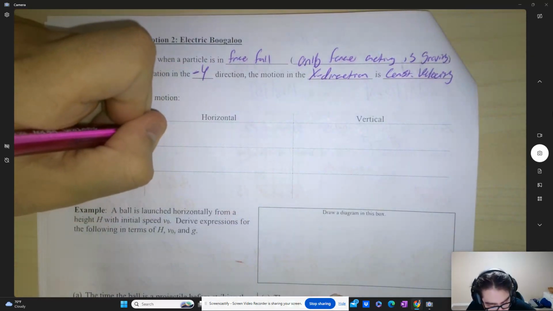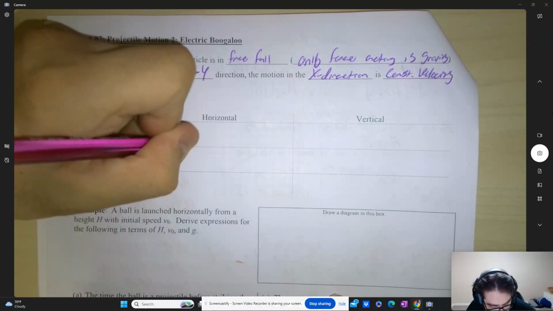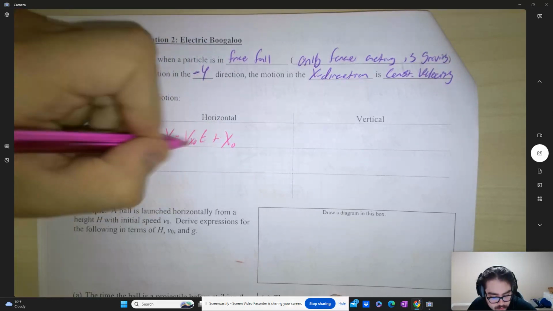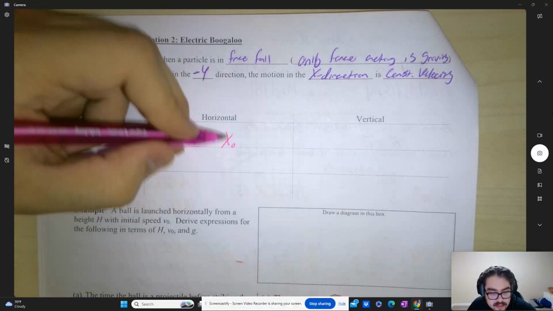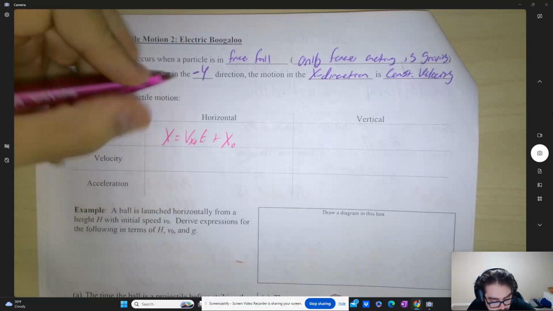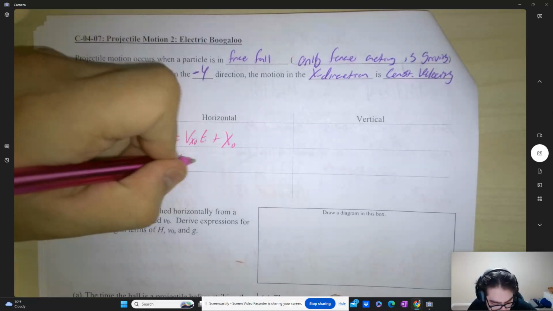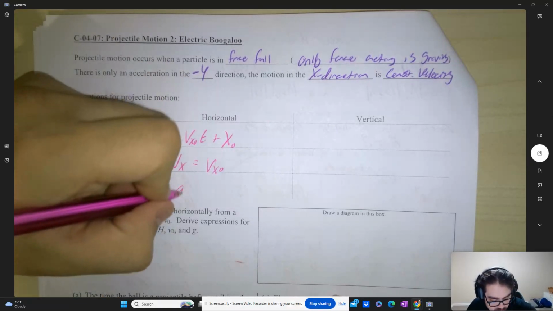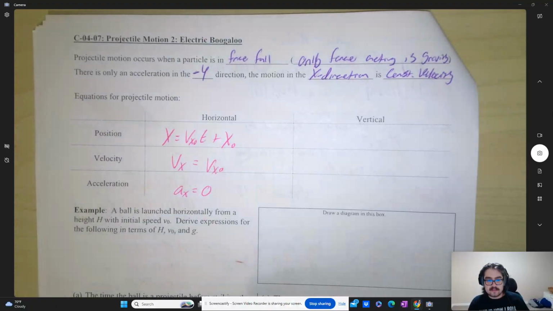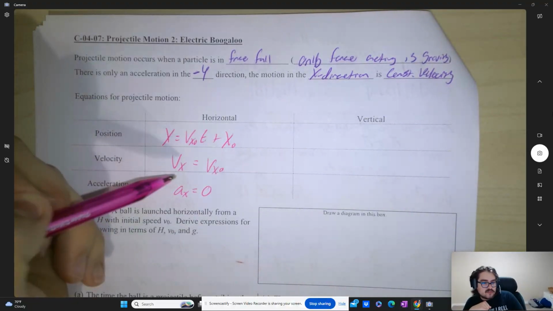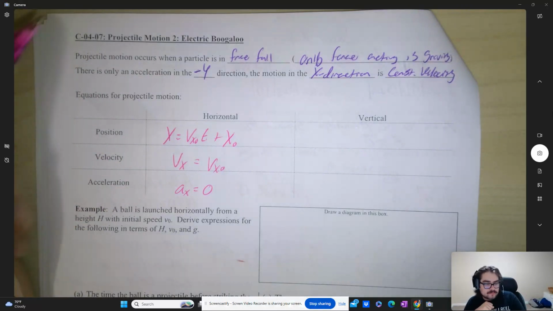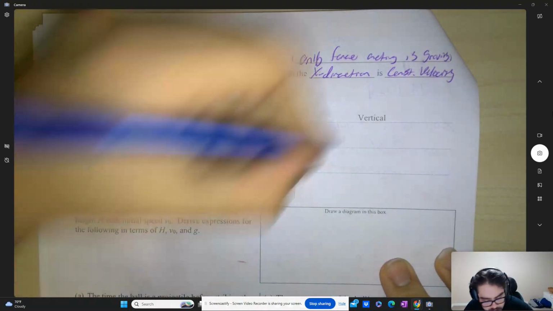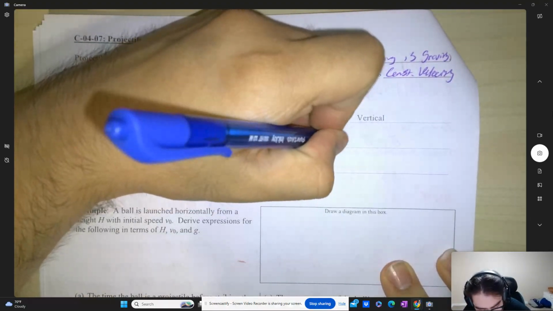For position, it's x equals vx naught times time plus x naught. That's your initial x velocity times time plus your initial position. Whatever your starting velocity is should be the same as your final x velocity, because there's no acceleration. You should have zero acceleration in that direction. Do you notice what I've done here? I just took a derivative with respect to time for all of them. No tricks about it.